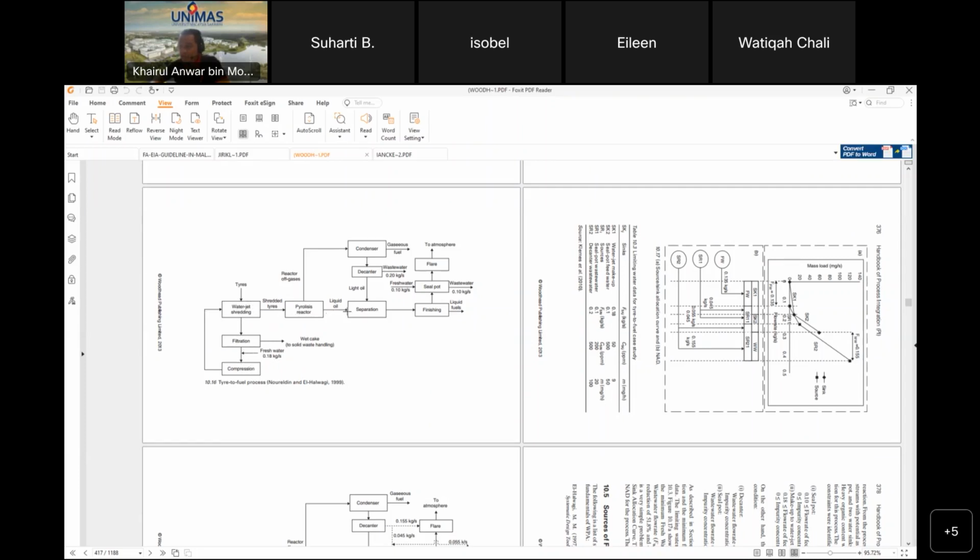And then the liquid oil goes to separation while the reactor gases are condensed. The gaseous fuel, then decanter wastewater 0.2 kilogram per second. The light oil goes back to the separation, then finishing. So the fresh water is added into the seal pot, then flare and to atmosphere. This is the process for the tire to fuel process.